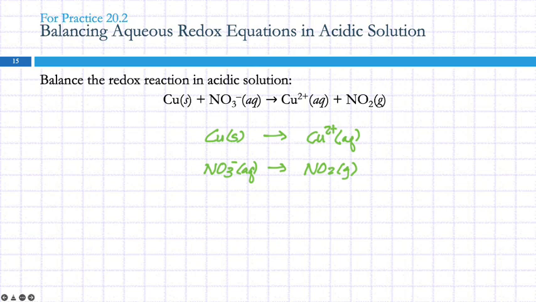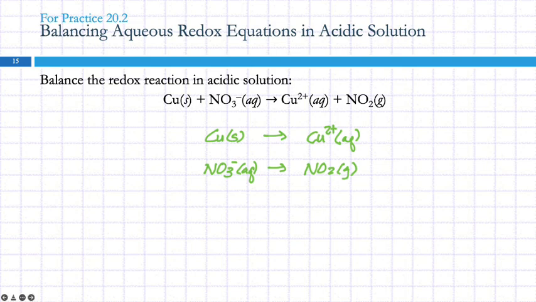Balance for mass. Is the first one good? First one's good. 1 copper on each side. It's not balanced for charge, but we're not worried about that yet. Down here, the nitrogens are balanced, but this one has 3 oxygens and that one has 2. You can work on that all day long, putting coefficients, and it's never going to work out, because you fix one, you mess up the other.